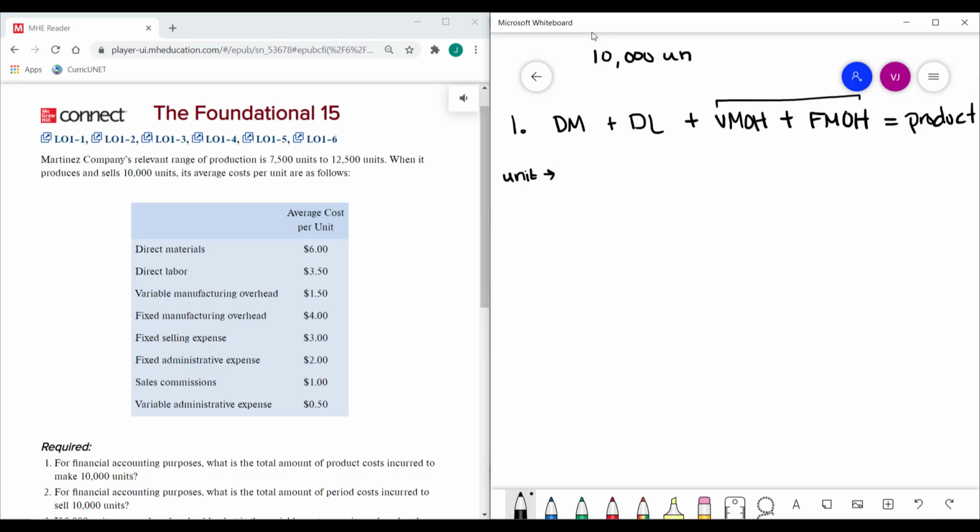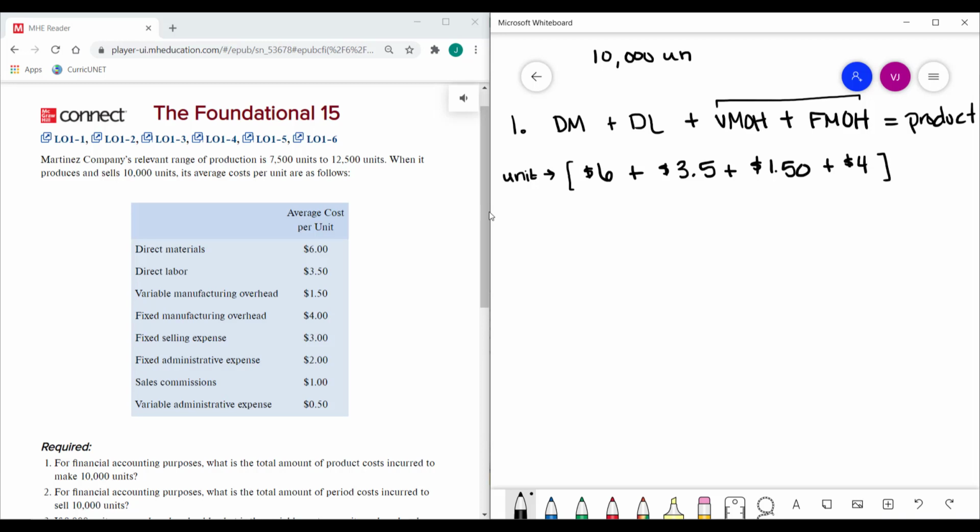Because they're asking us for the total product cost of making 10,000 units, we can go ahead and use that $4 there. But let's first find out the cost per unit to make 10,000 units. The direct materials, that's $6 a unit. Direct labor is $3.50 per unit. The variable overhead is $1.50 per unit. And the fixed manufacturing overhead worked out to $4 per unit at a level of 10,000 units.